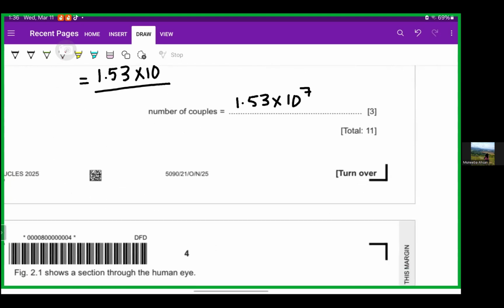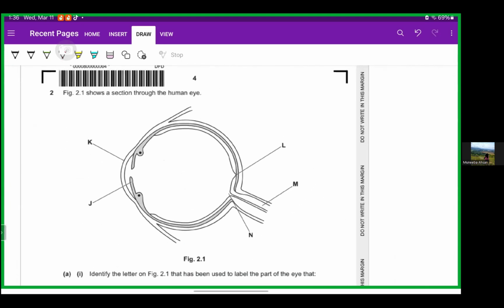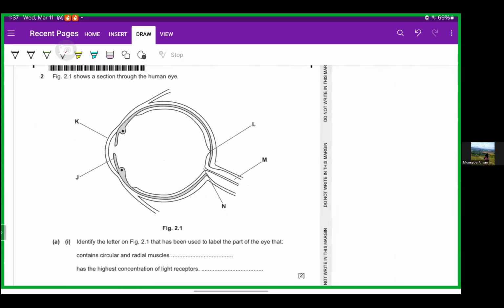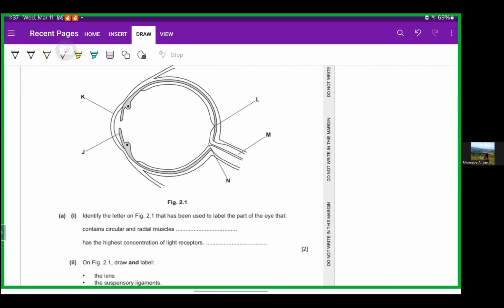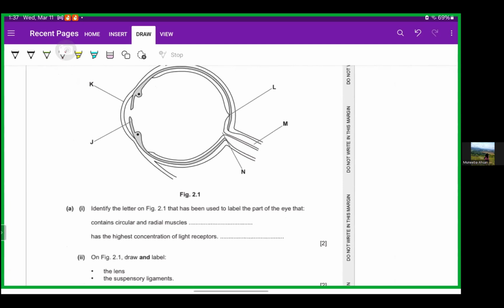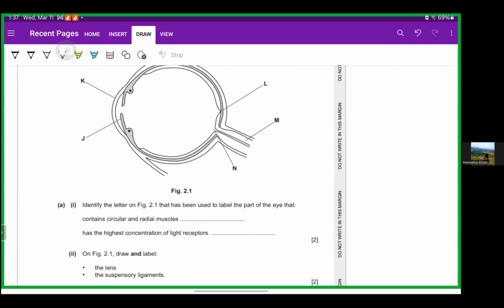Easy stuff. Okay, now moving on to question number 2, it says that figure 2.1 shows a section through the human eye. Identify the letter on figure 2.1 that has been used to label the part of the eye that contains circular and radial muscles. The part of the eye which contains circular and radial muscles is the iris, right? They are talking about the iris. So this is the labeling of the iris. So J is the correct answer.